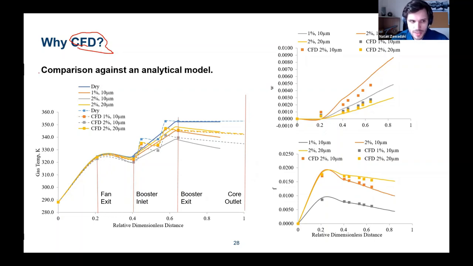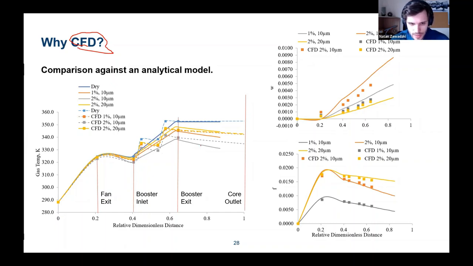So we recently did a comparison against an analytical model, which highlights very well why, or where, we actually need CFD. Without going much into the details of these results, the outcome was that some parameters can be predicted by the analytical model very well, some cannot, and some are basically not accounted for in the analytical model.